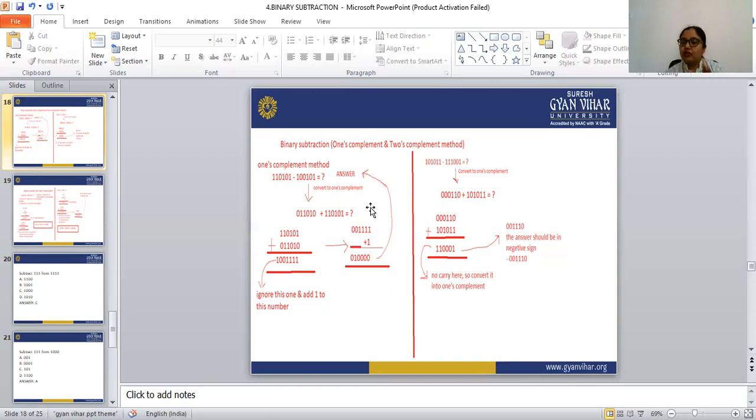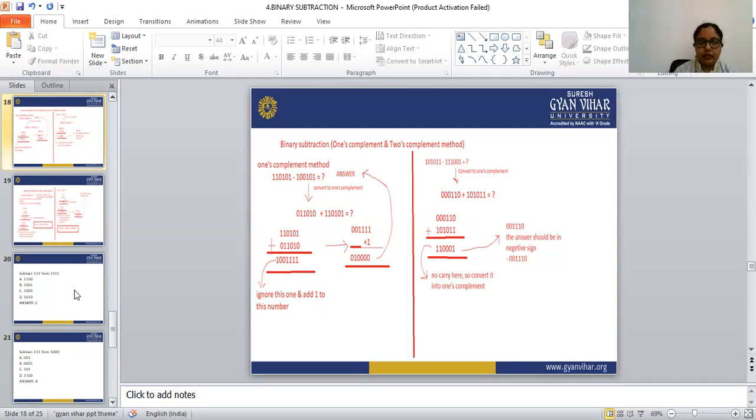If we don't get any extra number in the one's complement method, we simply invert the resultant number, and that number is in the negative sign. So if we don't get any extra number in our answer, the answer will be in the negative sign in both the one's complement and two's complement methods. So this is all about binary subtraction.